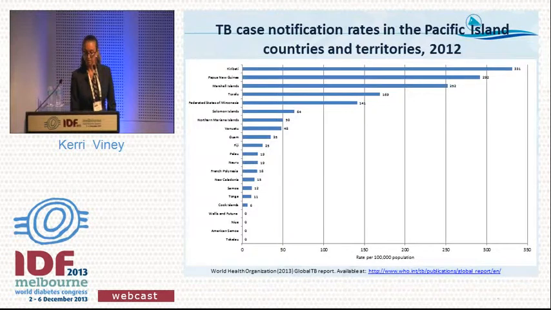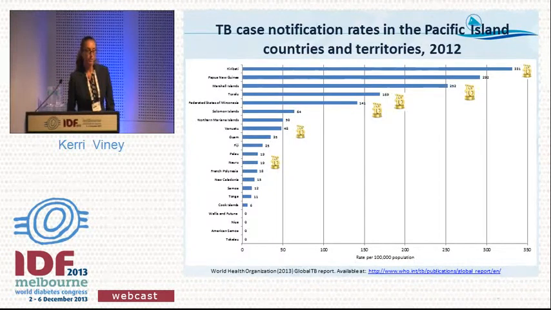And if we think about those top 10 countries on the previous slide, the countries with the highest prevalence of diabetes, you can see that a couple of those countries, the top line there, Kiribati, Marshall Islands, Tuvalu and Federated States of Micronesia, have a high prevalence of diabetes in adults and high TB case notification rates. So these countries in particular have a high dual burden of disease.